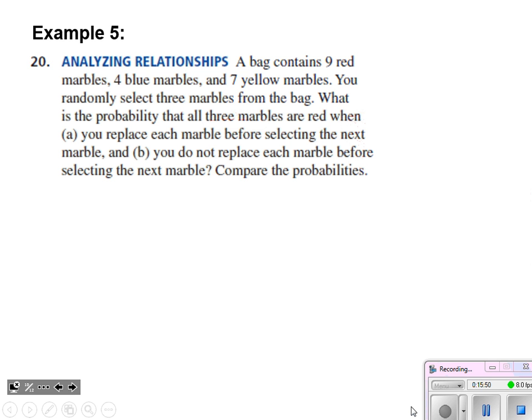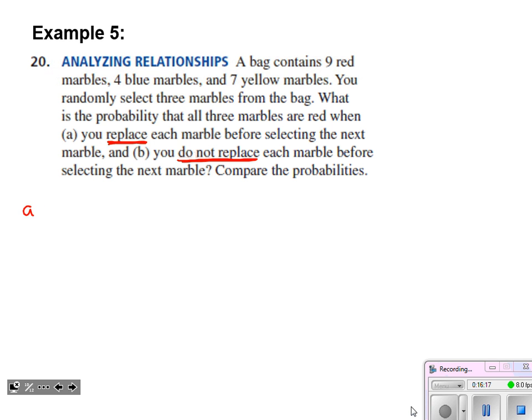Okay, and our next example, number 20. Here we've got a bag that has 9 red marbles, 4 blue marbles, and 7 yellow marbles in it. You randomly select 3 marbles from the bag. What is the probability that all 3 are red when, and then they give us a couple different situations. A, you replace the marble after drawing it. And B, you do not replace. Okay, let's compare those two probabilities.